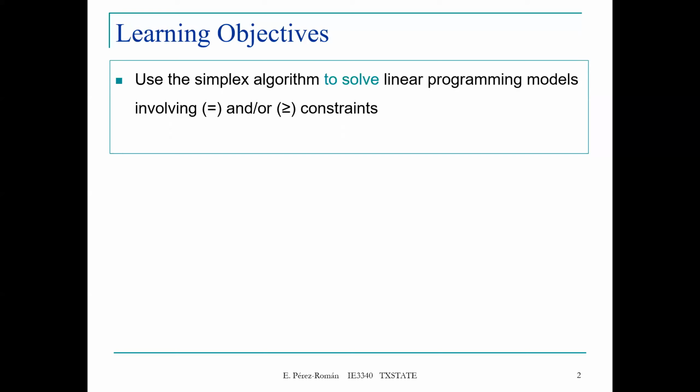So when you deal with constraints that have an equal sign or greater or equal to constraints, the slack variables are not available for us to generate that initial solution. So we're going to discuss two methods that can help us generate that initial solution so we can implement the simplex method or the simplex algorithm.